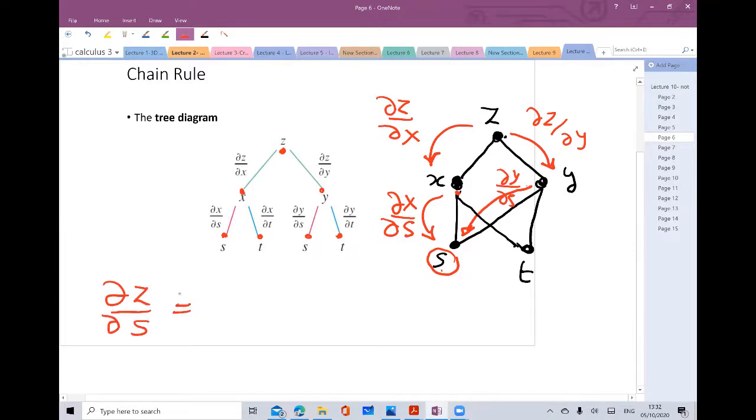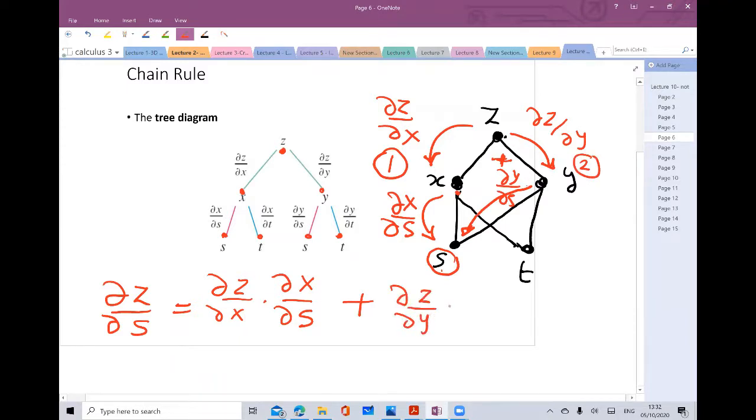If this is the first branch, in which I find the partial derivative, partial z, partial s, let's rewrite it again from the tree. If you move on the same branch, this is the first branch, the product of the terms along each branch, partial z partial x times partial x partial s, plus I'm going to move on to another branch, this one. I will have partial z partial y times partial y partial s, okay?